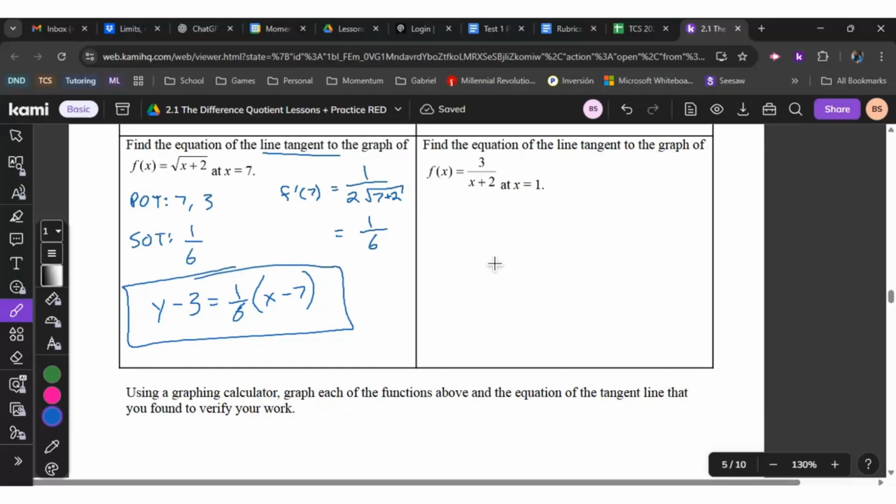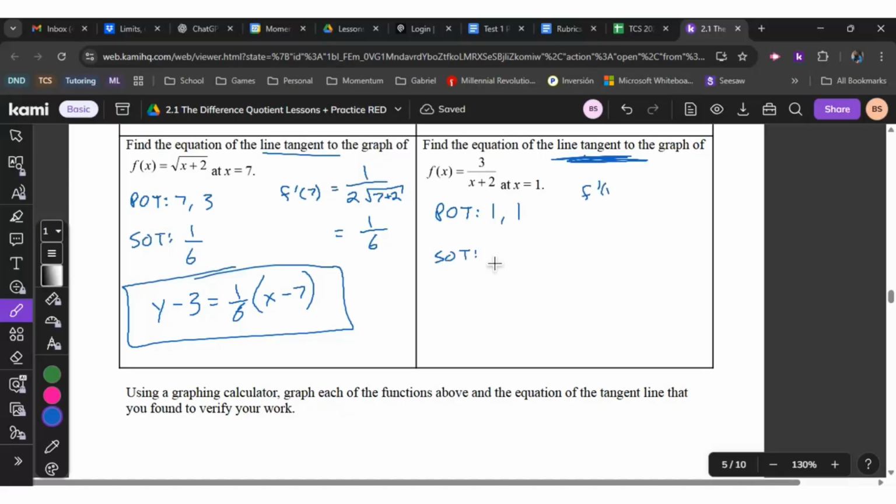All right, so the next one. What are the two things I need whenever we see tangent line? POT and SOT. My POT's easy. I'm going to just do 1, and I'm going to plug in 1 up here. What's 3 over 1 plus 2? Look how good you guys are. Now my SOT, let's do that off to the side here.